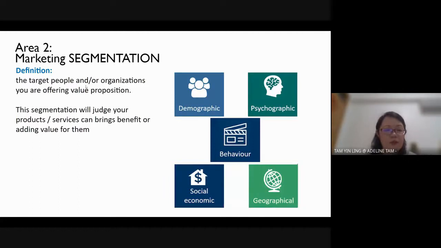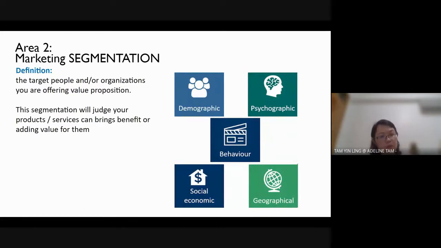Market segment refers to the people you want to sell to, or your potential customers, in simple terms. So market segmentation is you decide who your potential customers are and you want to sell to them. For example, you decide to sell to a group of people nearer to your kampung, or nearer to where you stay now.